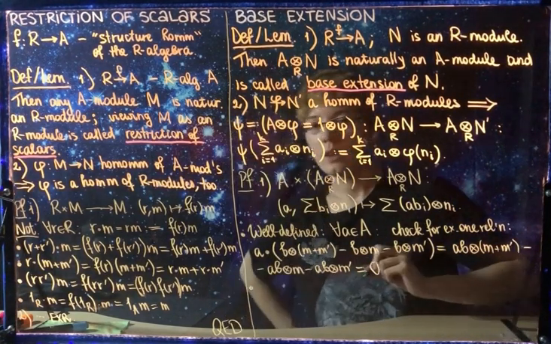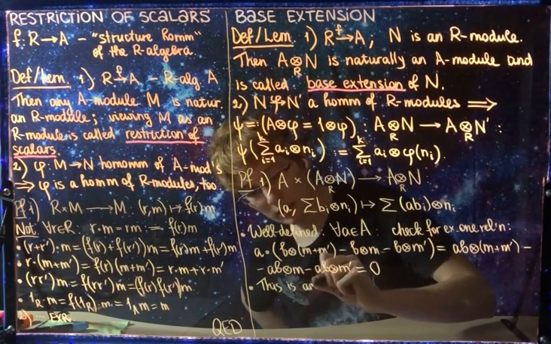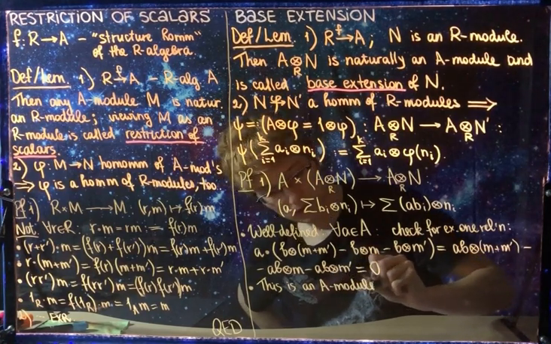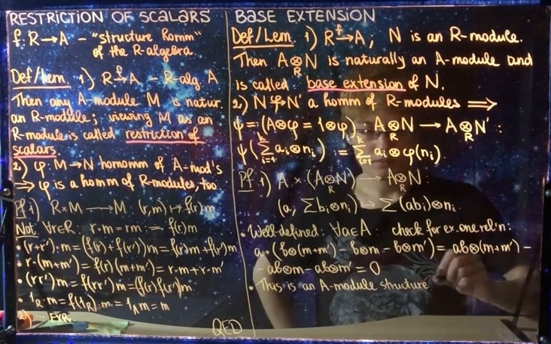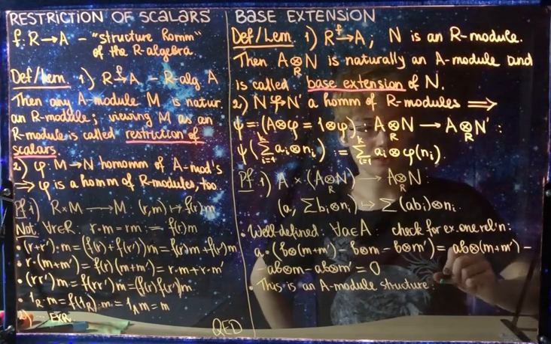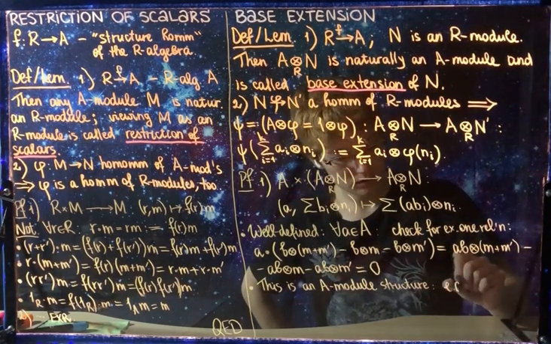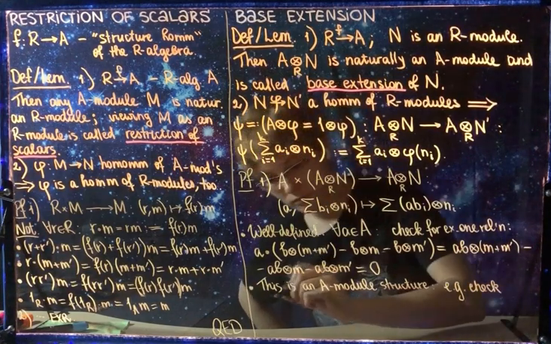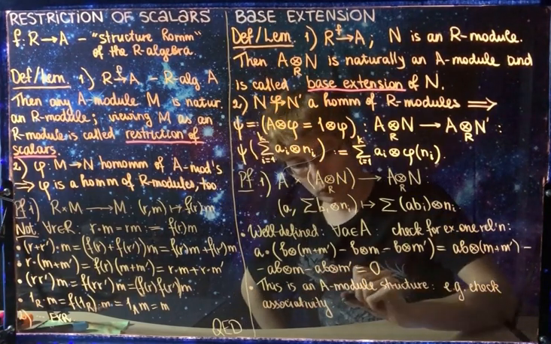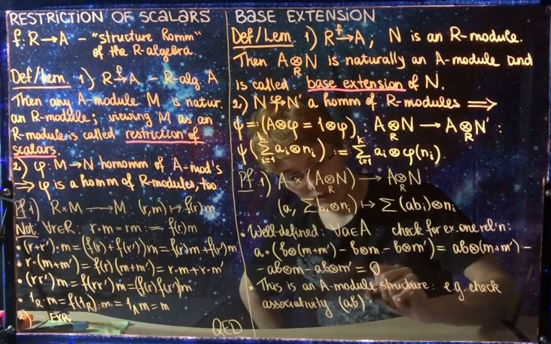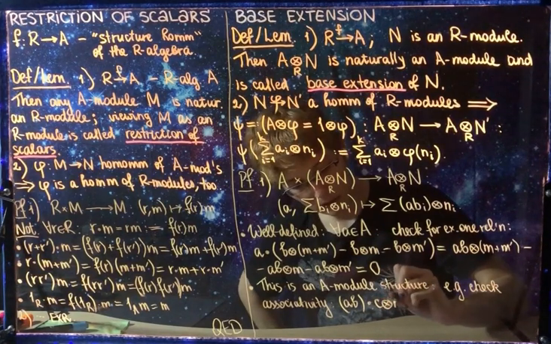Then the next check is that this is an A module structure. Let us again check, for example, that this operation is associative. So we have AB times some tensor C tensor M.